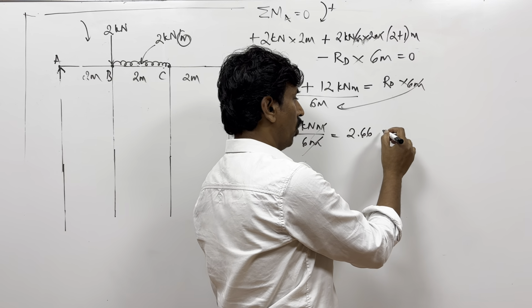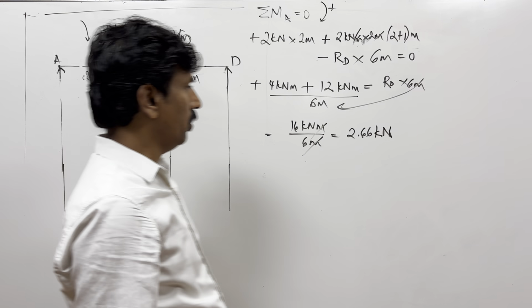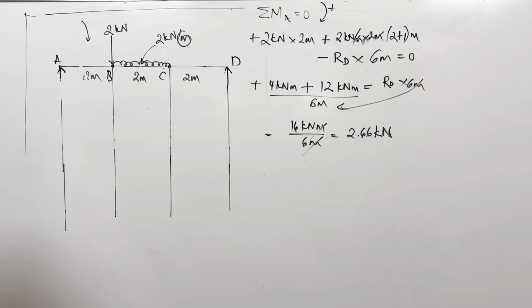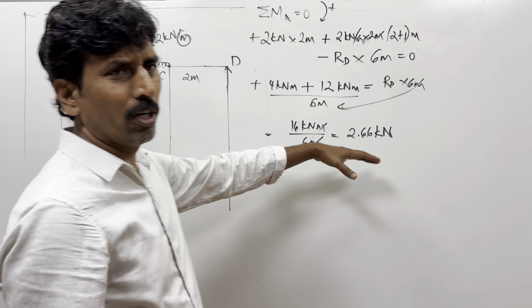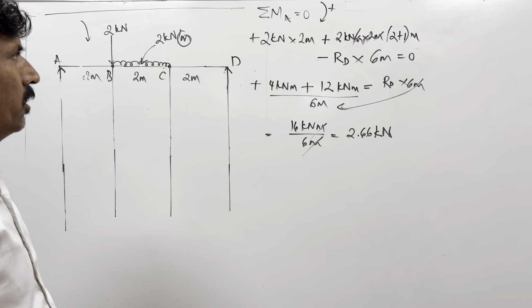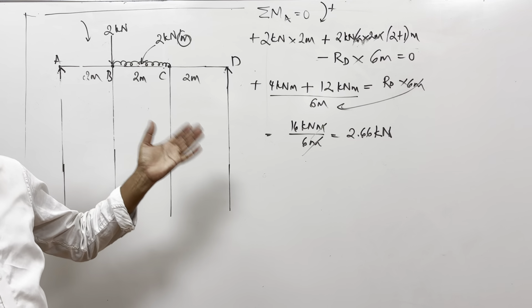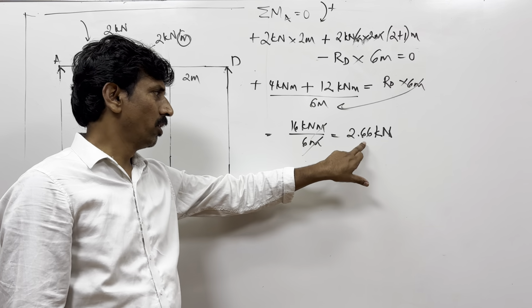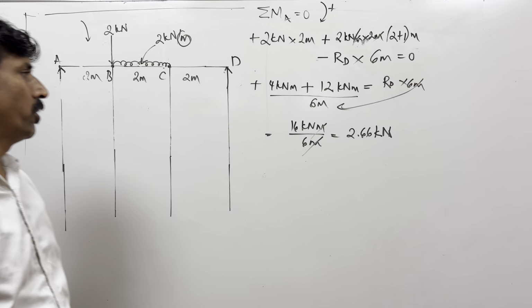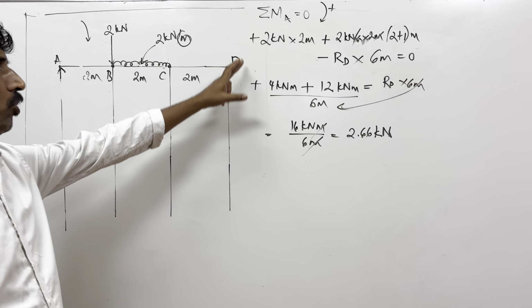So I got these odd numbers. Usually examiners should take care that you get a whole number. Otherwise it looks odd and the calculations unnecessarily become clumsy. So we are actually here to test you on how you know SFD, BMD, not to really worry about these decimal points. So 2.66.